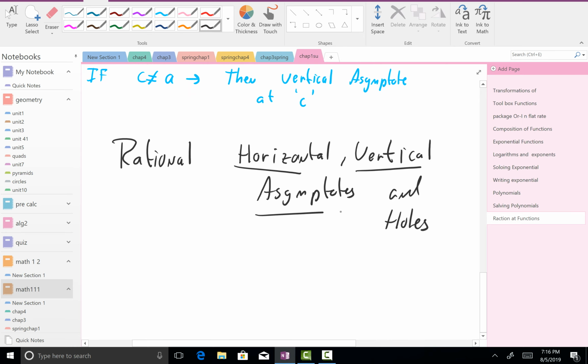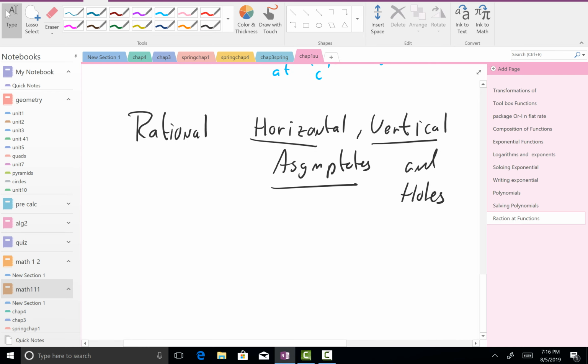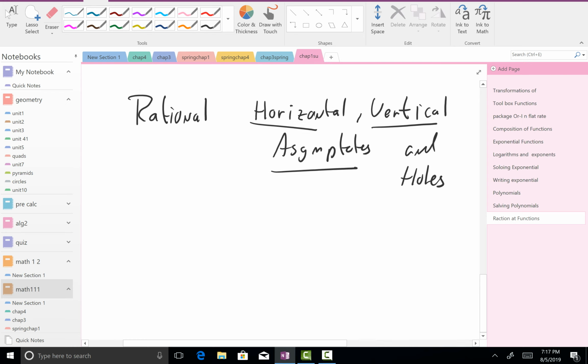Horizontal, vertical, asymptotes, and holes. Okay. So what we've got to do is, if you take a look at that final review, the first question on there is talking about rationals, and it's saying, hey, find the horizontal, vertical asymptotes, holes, domain, those kind of things. That's what you're going to have to do. So let's work through some.